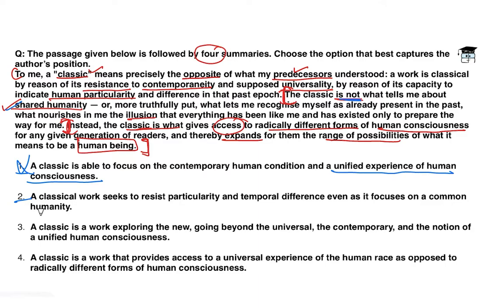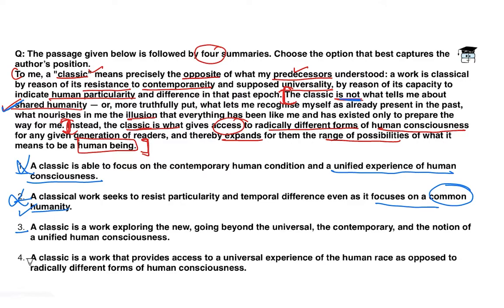Now in this statement, I can again pick out the phrase that it focuses on: common humanity. Again, common humanity, shared humanity, similar meaning. This contradicts the third statement of the paragraph, so again it cannot be my summary.